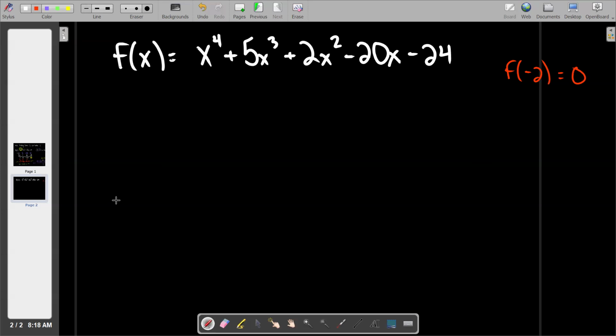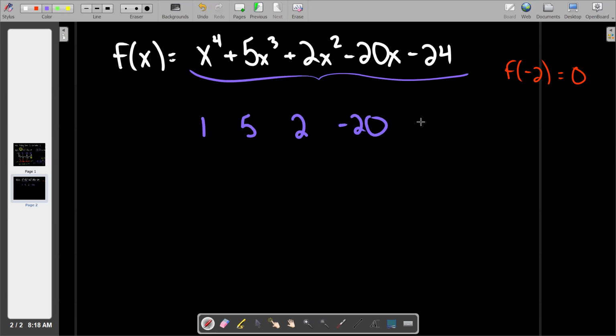And this is a little bit different for us because this polynomial has 5 terms. We're not really accustomed to this, hence its appearance in our notes today. So this will be a little bit of a new experience. Let's get right in and put our purple numbers, the ones in front of these. So we're going to have a 1, a 5, a 2, a -20, and a -24.